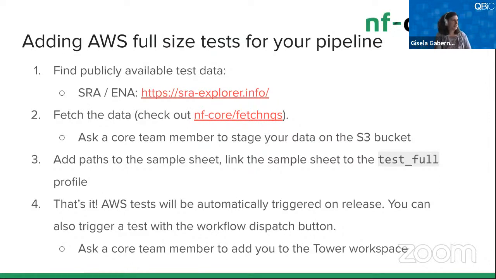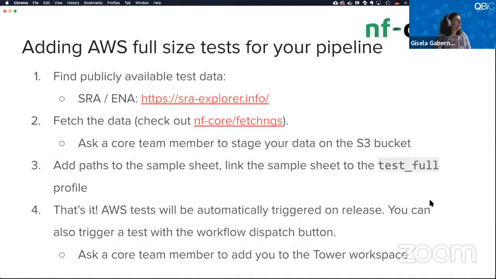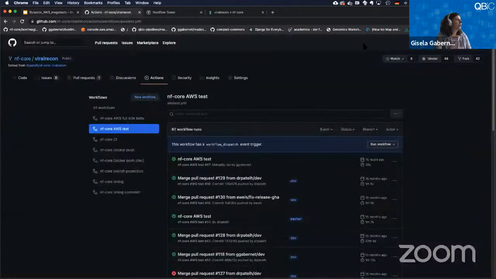But let's see how this works in practice. So let's do a short live demo. We'll take for that the nf-core viralrecon pipeline that already has some full-size tests set up. And as I mentioned before, this will be triggered automatically on release. You don't need to do anything for that.